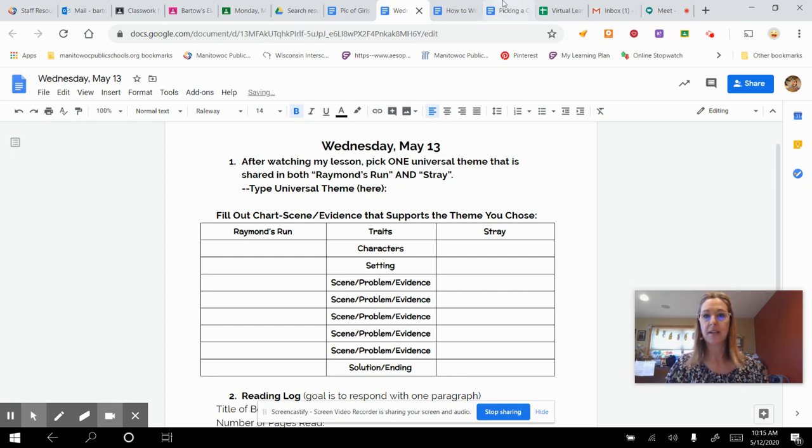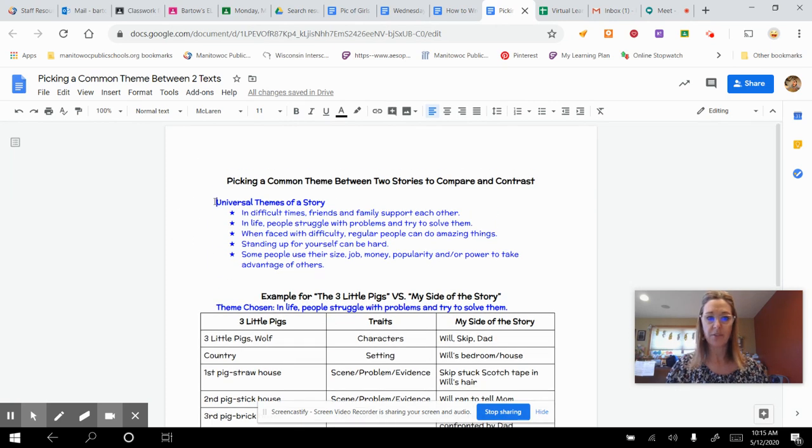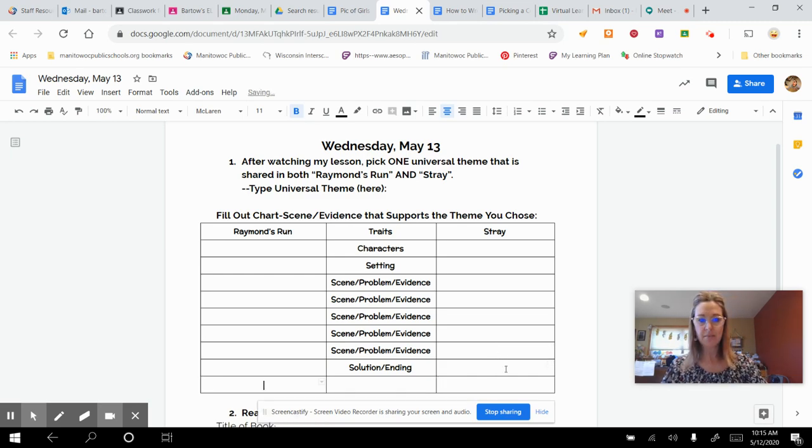How awesome is that? This document that I'm going to share with you will have all of the universal themes on it. So make sure you pick one from this chart. Then I already provided you with Raymond's Run, the traits, and Stray. So just type right into the chart. Who are the characters? What is the setting? What's a piece of evidence that will support the theme that you chose? Okay. If you need more room, you can always press Tab to give you more space.